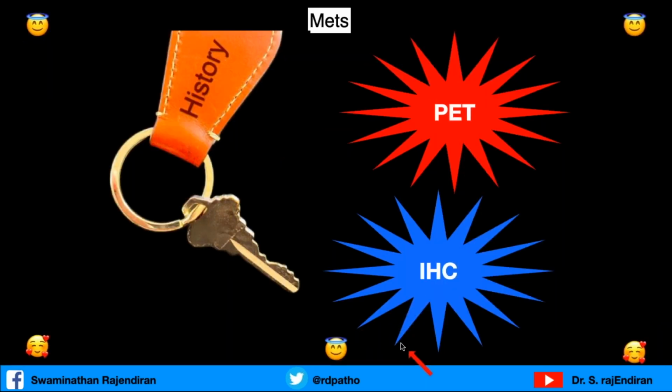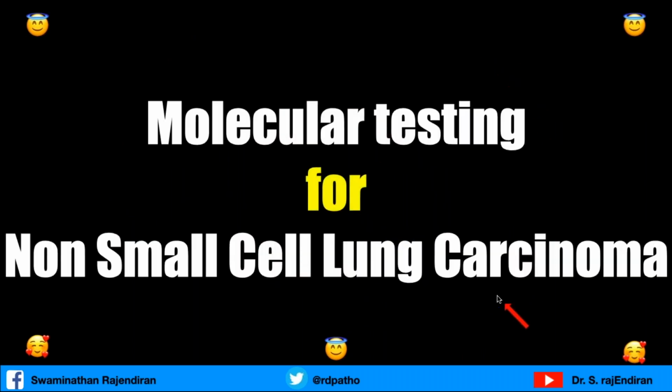In metastasis, history holds the key. You have to remember, history solves the mystery. And now we have the PET scan and IHC to help us. But before getting the IHC, you have to get the history and radiological findings. Then only you have to go for IHC.